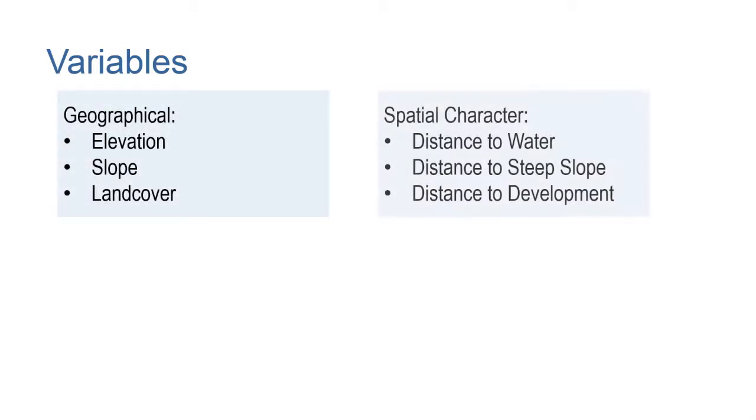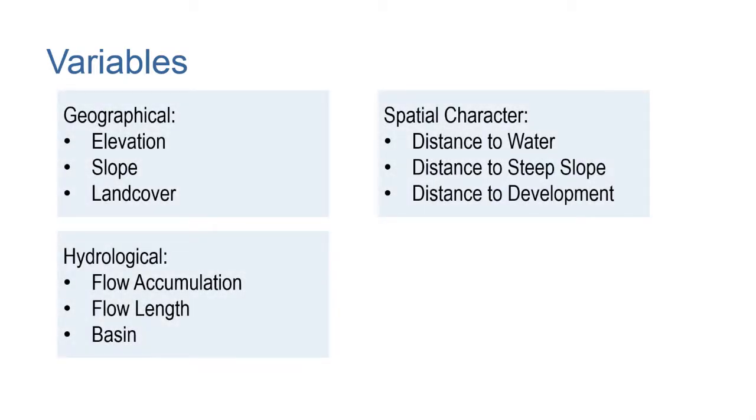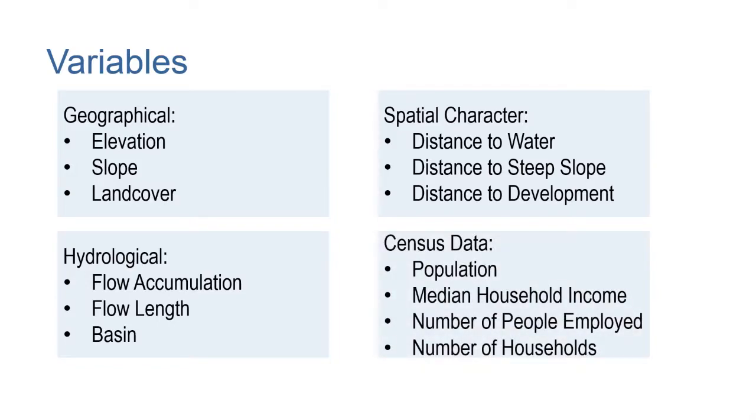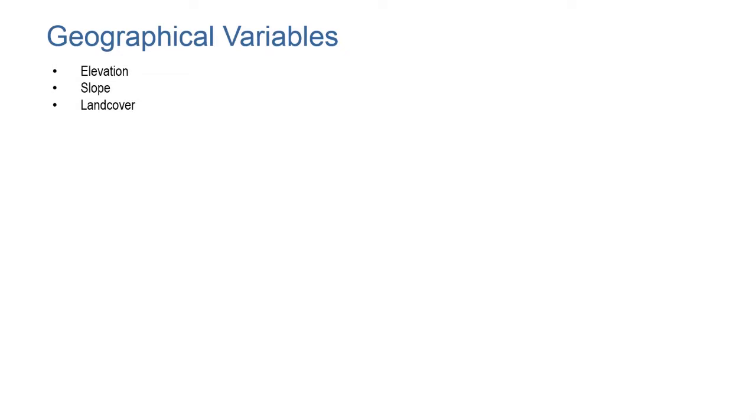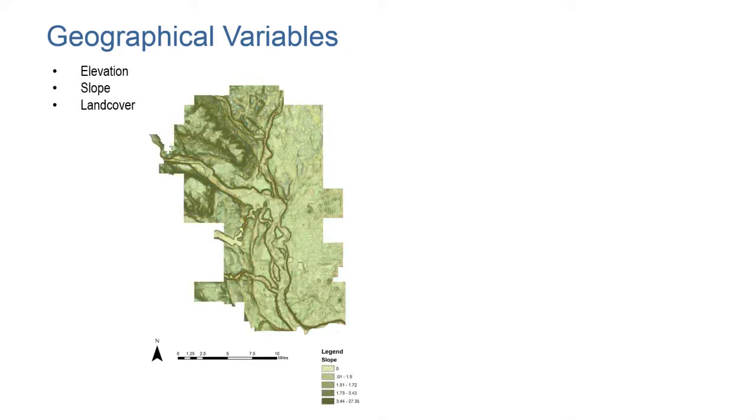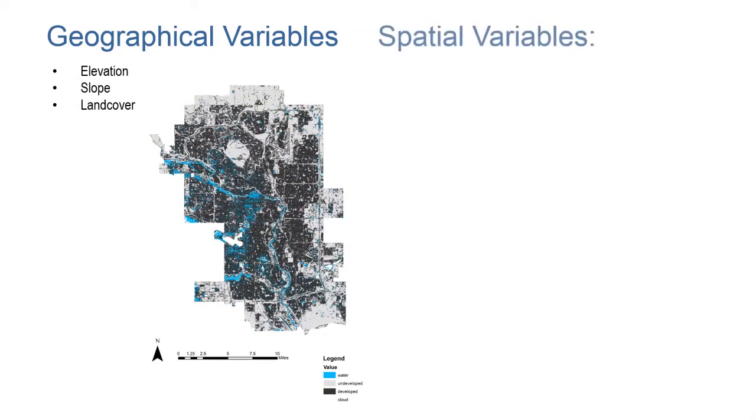We selected 4 different types of variables that we thought might be correlated with flooding. These were geographic variables, spatial variables, hydrological variables, and census variables. The geographic variables we selected were elevation, slope, and land cover. All these variables were included in our final model.